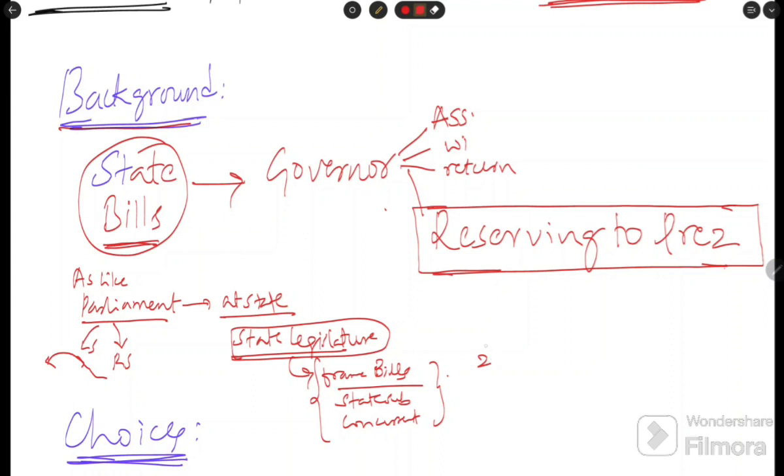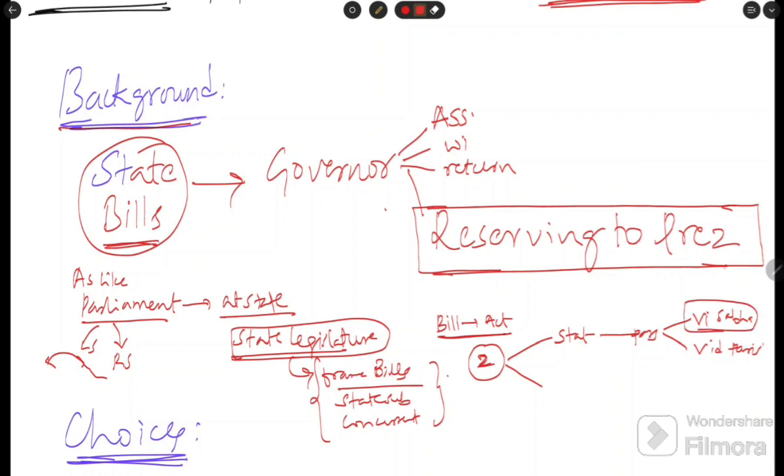In the same way that a bill becomes an act, as we talked about yesterday, state bills need to pass two things. First, the state legislature needs to pass the bill. What is the state legislature? Vidhana Sabha and Vidhana Parishad. Most states have only one house, the Vidhana Sabha. Only six states have both houses. It is left to the states to have two houses or one house.